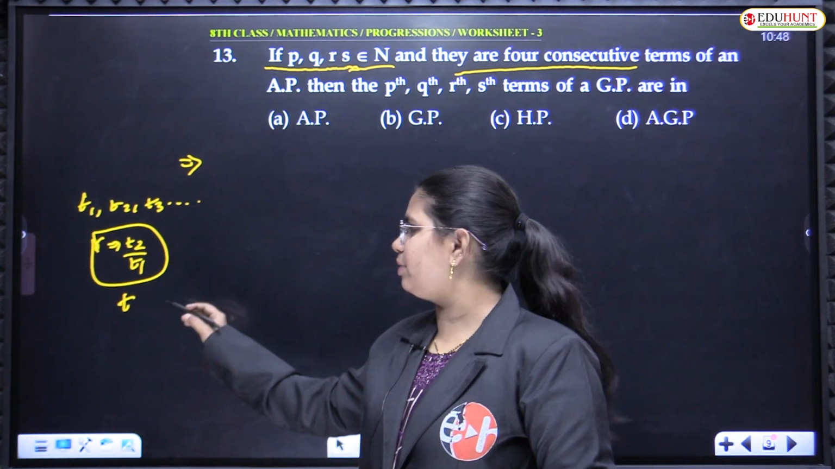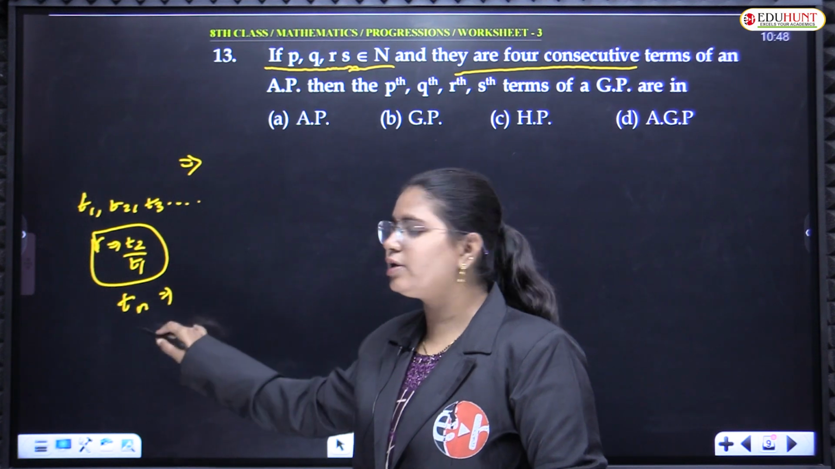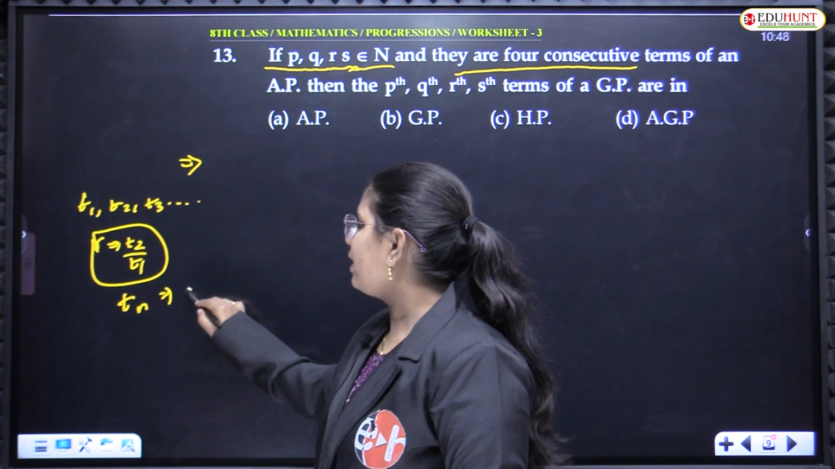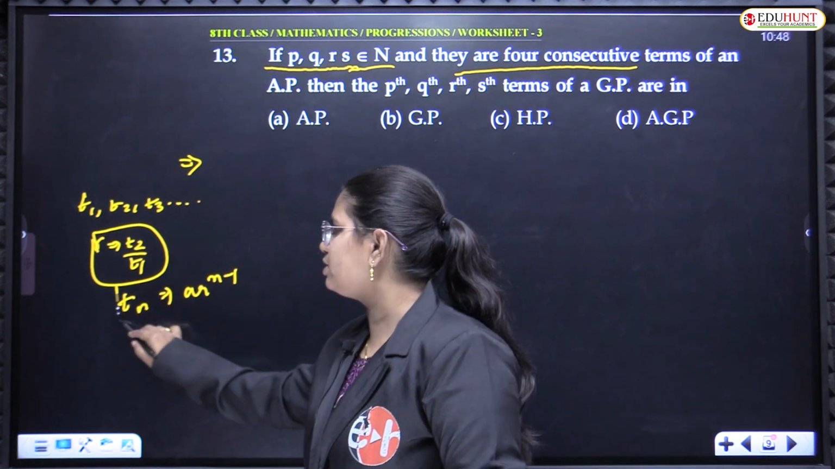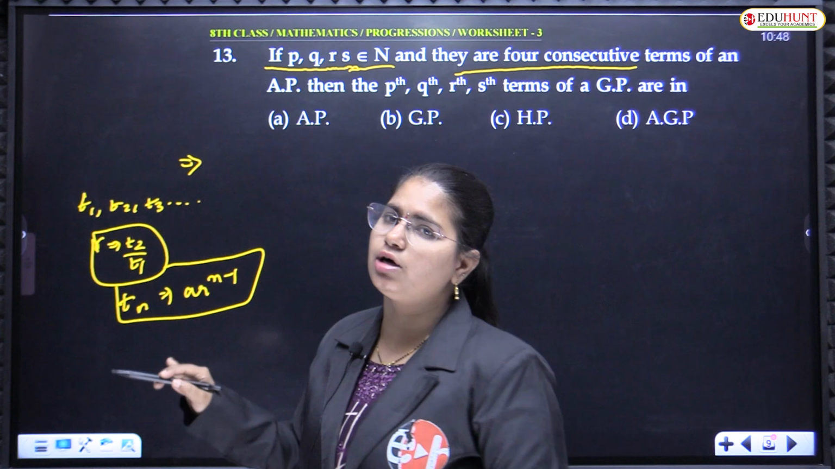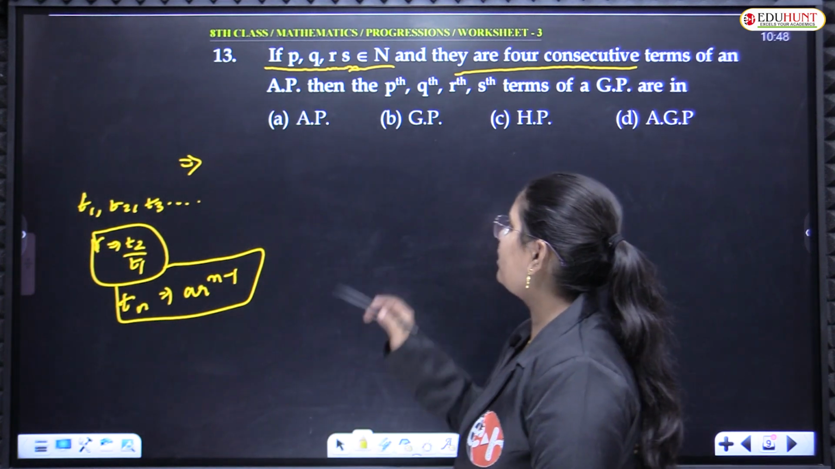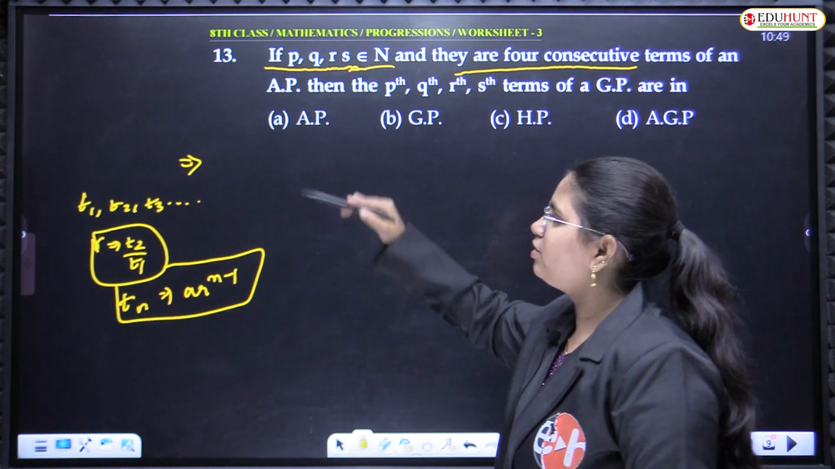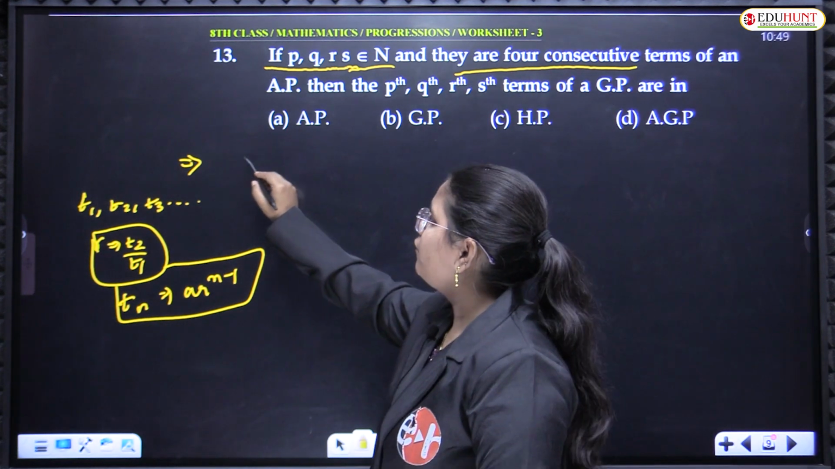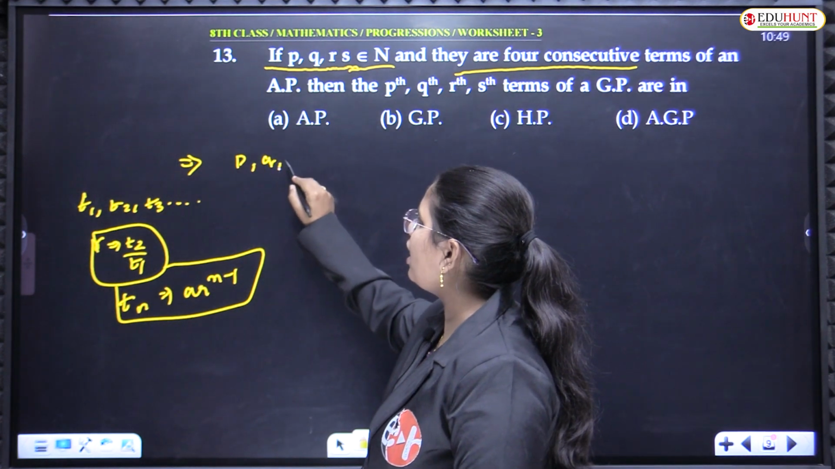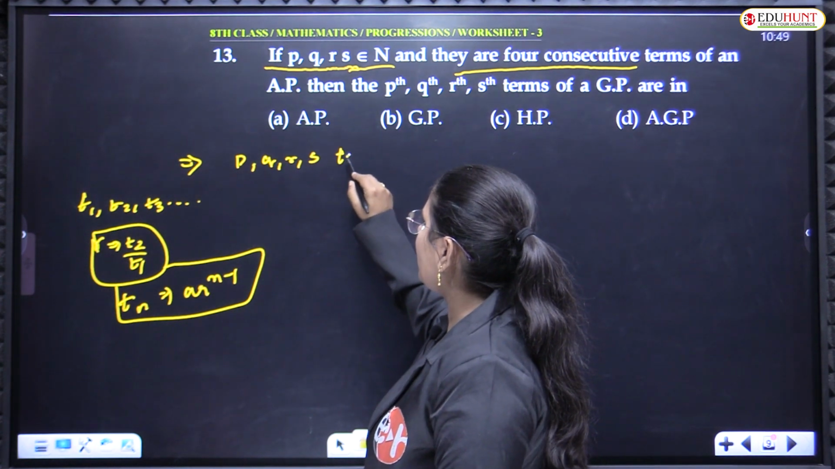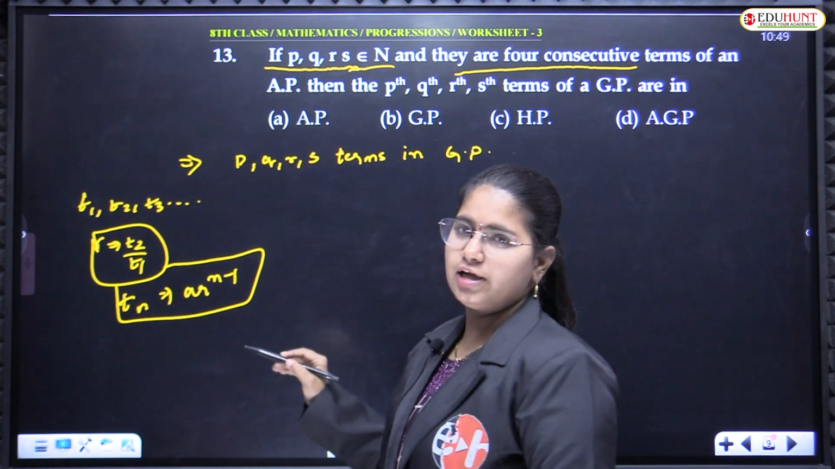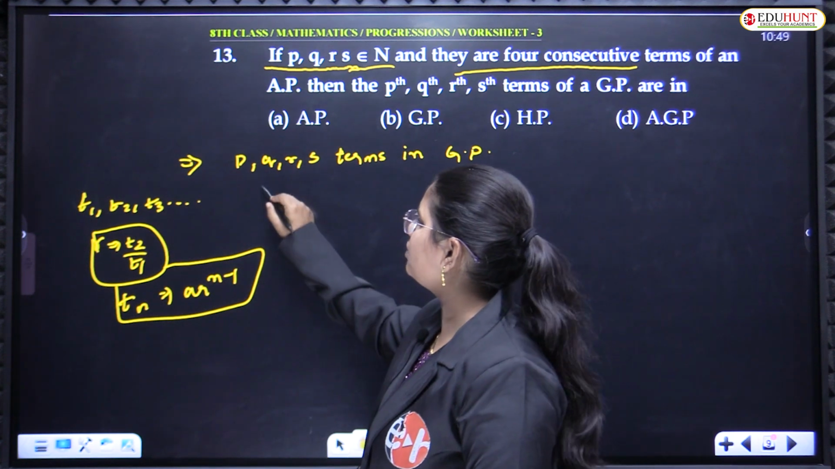If I want to find the rth term in a GP, how will you define it? Tn, the nth term or rth term, anything is fine. Just a recall: how will you represent the nth term in a GP? It is A R to the power of n minus 1. This is the representation of the nth term in a GP. So given such terms are Pth, Qth, Rth and Sth, we will find them similarly.